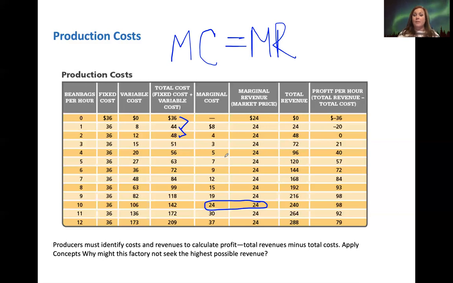If I go to 11 bean bags, I'm now starting to lose money. Look, $98 an hour. Why would I want to go to $92 an hour? No way. I want to stop right here. I don't want to produce anything more than 10 an hour. Again, marginal cost equals marginal revenue. Anytime I'm talking about supply and I don't know the answer, I can always go marginal cost equals marginal revenue, because that's true in there somewhere.